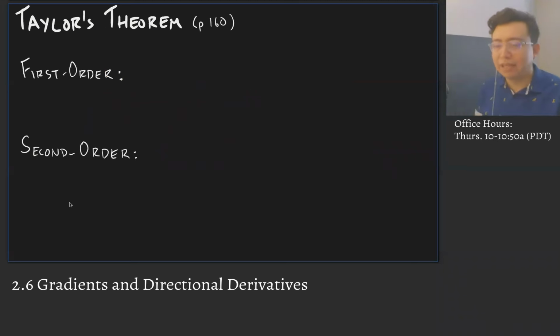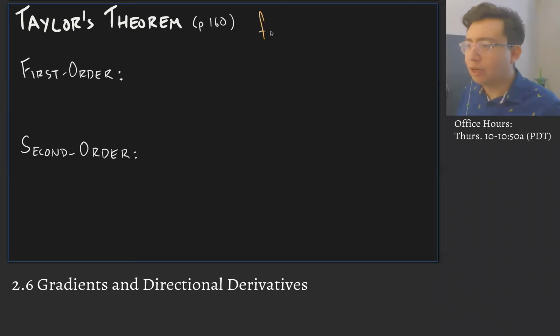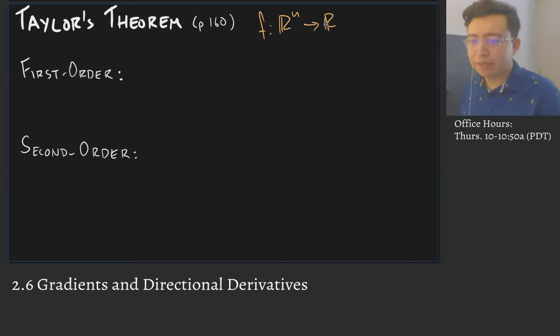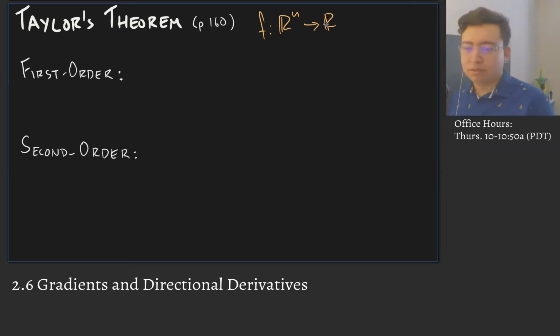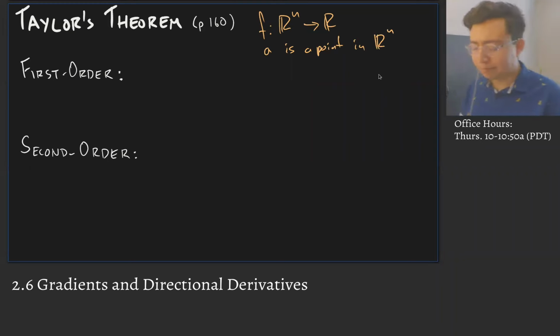So we have Taylor's theorem here. First of all, f is going to be a differentiable function from Rn to R. Still, we're looking at scalar valued functions. And let's say A here, I'm going to label a point A, is a point in Rn.